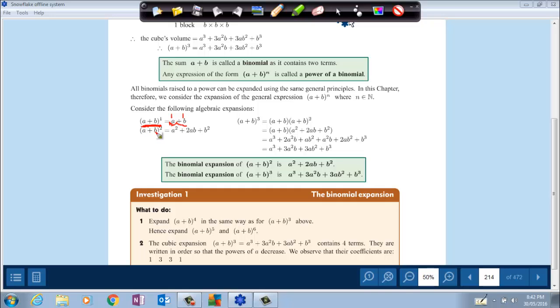When we have a plus b to the 2, this one here, if you expand that out, you'll get a squared plus 2ab plus b squared. And the coefficients are 1, 2, and 1.